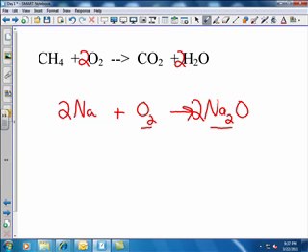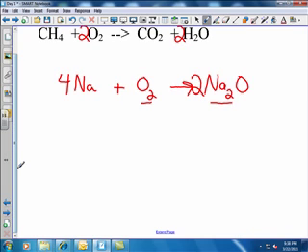But then that balanced your oxygens, but it messed up your sodiums. So now what you have to do is get rid of that 2, and you need to put a 4 there. And now you're balanced. So again, sometimes you change something and it will change everything else. But now that's balanced. Let's look at another one.